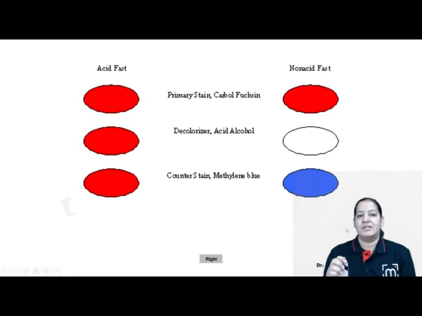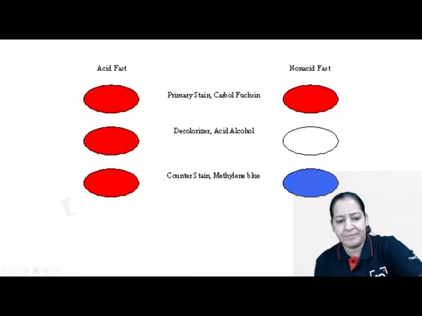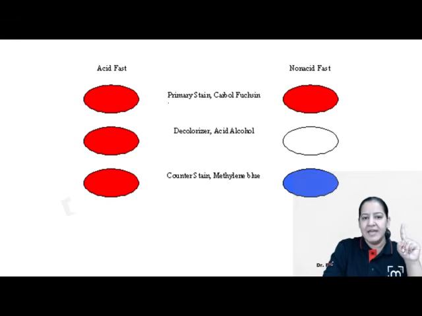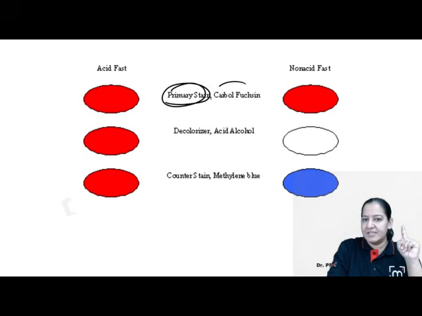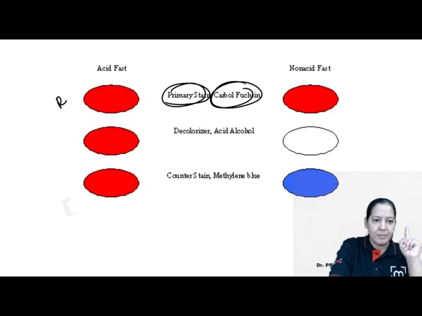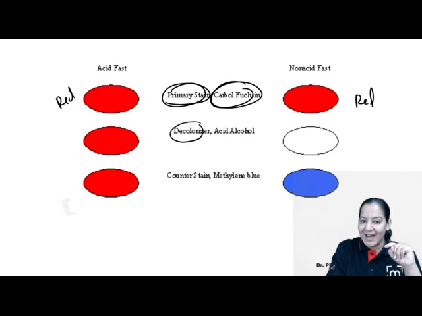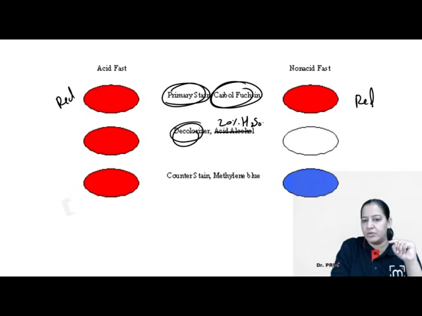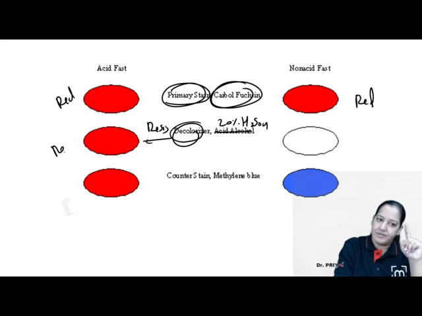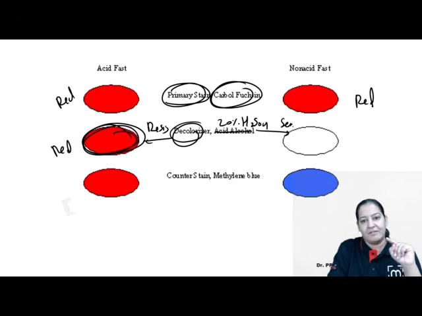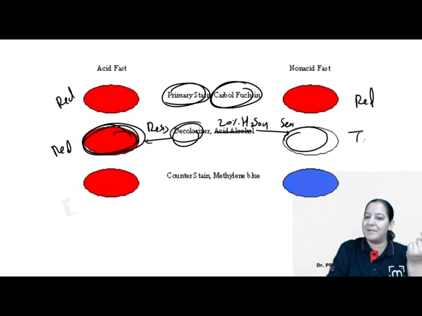Let's come ahead. So we have seen the same diagram with a different visibility. You can see, on adding primary stain, which is Carbol Fuchsin, everything becomes red, right? But on adding the decolorizer, which is 20% H2SO4 here, not alcohol, 20% H2SO4, which is an acid, some are resisting and remain red because they have mycolic acid in the cell wall, but some are sensitive, so they are losing the red color and they become transparent.